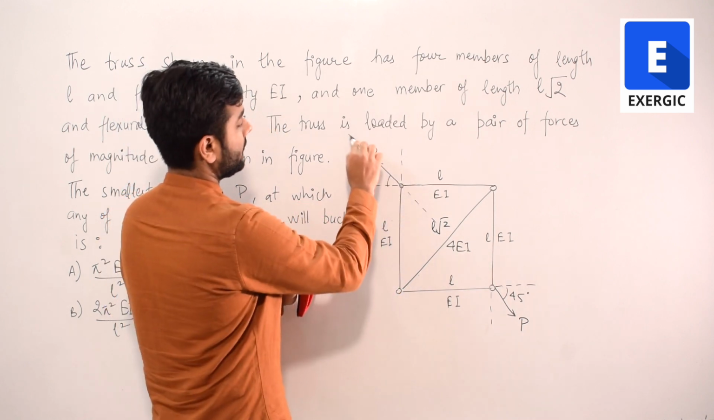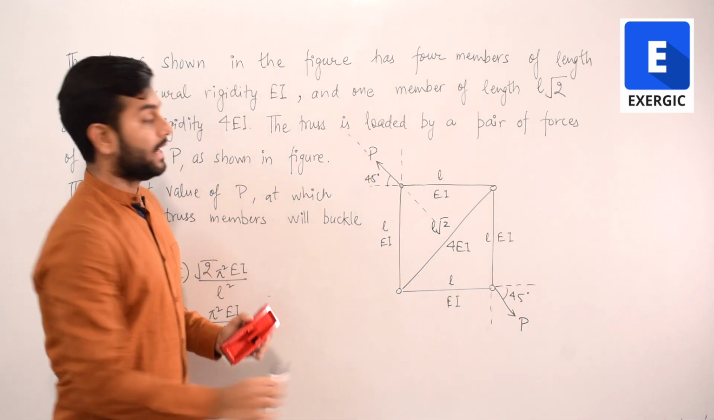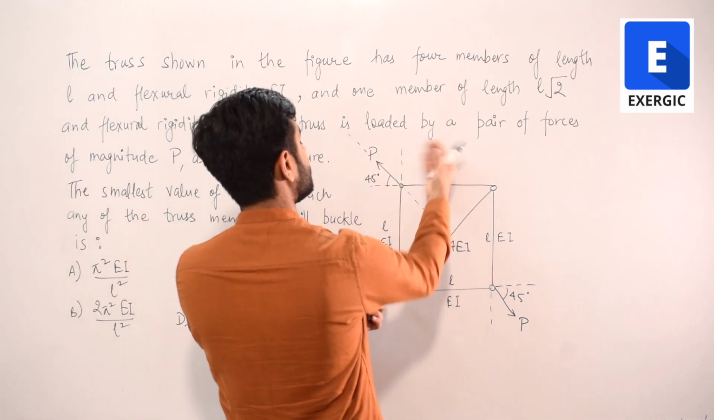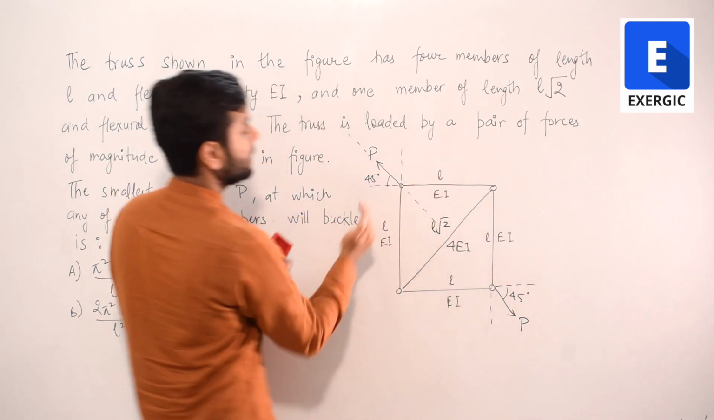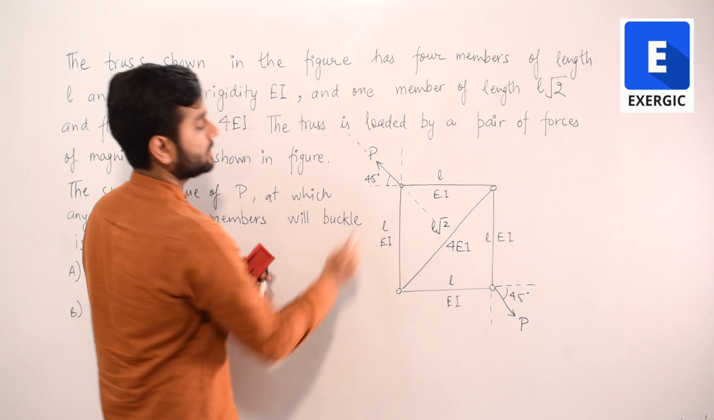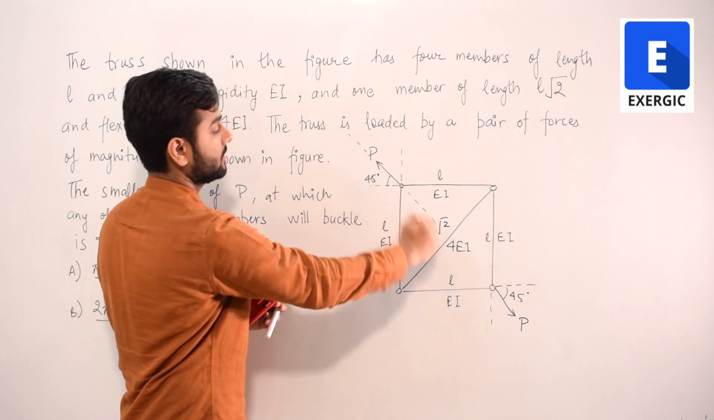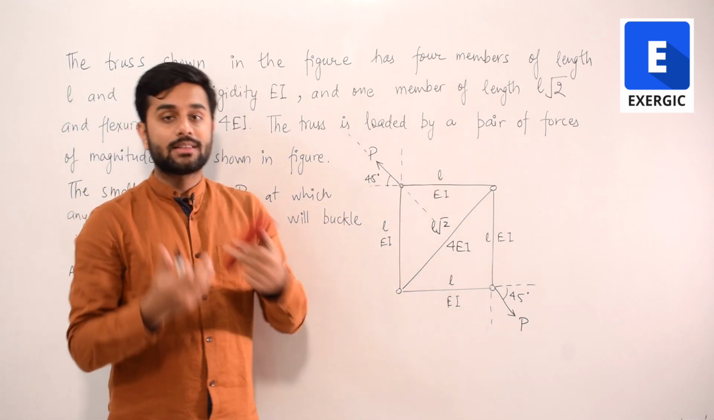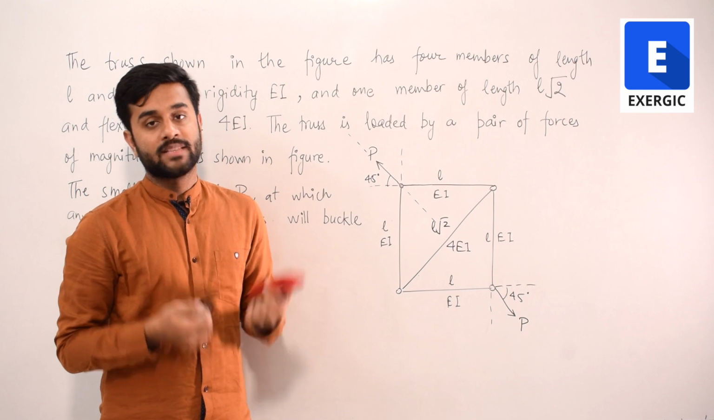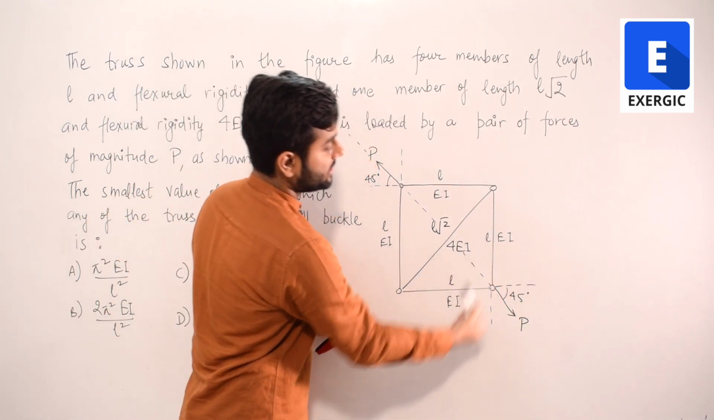This is the line of action of this load. And about that line of action, both of them are symmetrical. Correct? Both of them are inclined at 45 degrees, one on one side, the other on the other side of the line of symmetry. They are mirror images about the line of action of this load. So both of them are going to have the same value of load. Same is true here also. Both of them are going to have the same load.